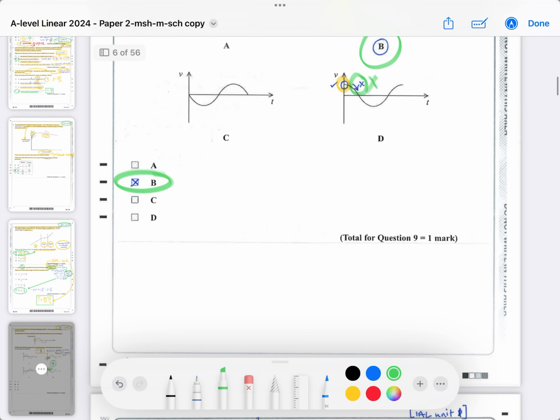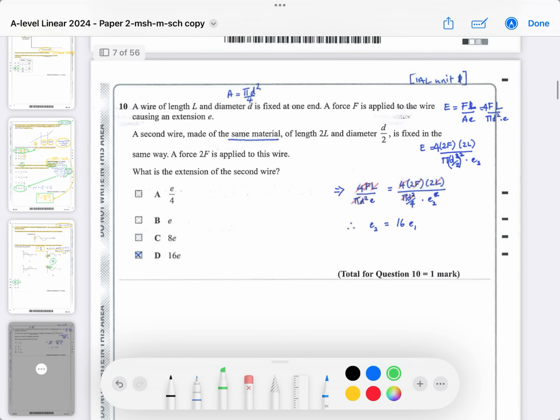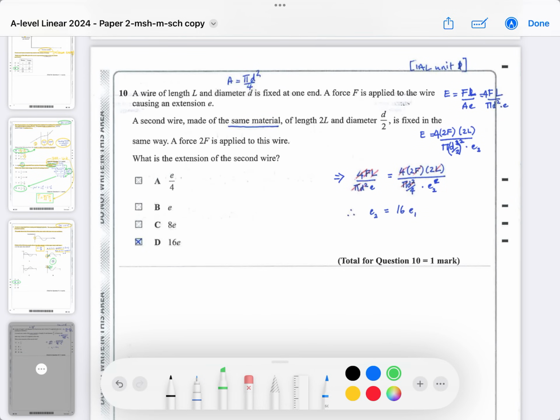There we go. 9 questions. So both the International A-Level Unit 5 and the paper in Year 13, Paper 2, have 10 multiple choice questions and then structured questions. So the next question is from Unit 1. A wire of length L and diameter D is fixed at one end. A force F is applied to the wire, so we're talking about Young's modulus, and creates an extension E. So automatically I know we're going to do Young's modulus is stress over strain, or FL over AE. So this is from Unit 1, materials.